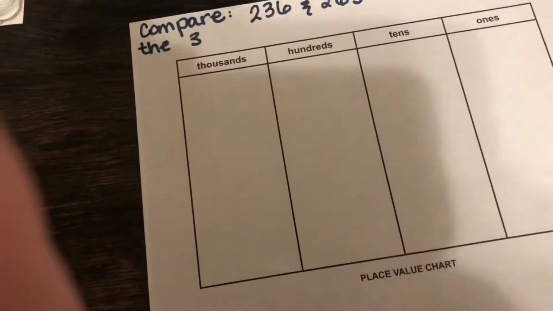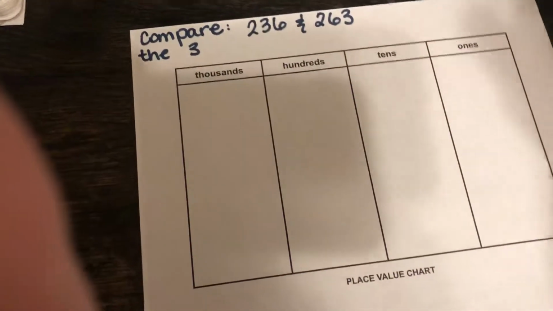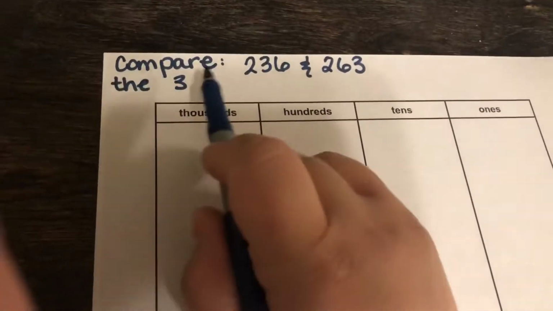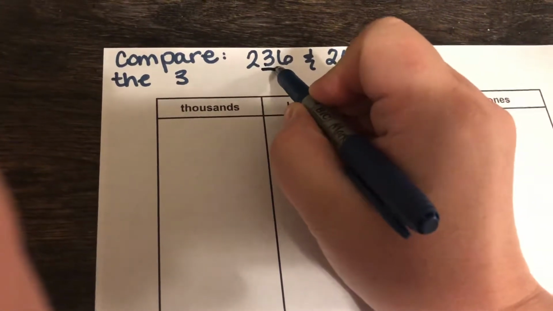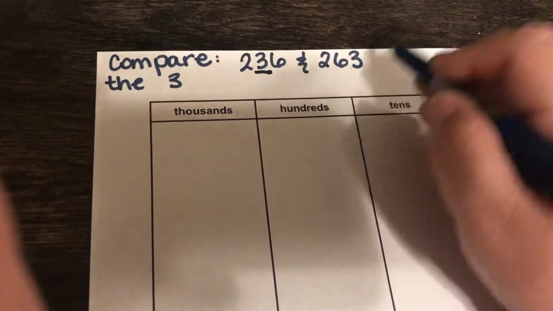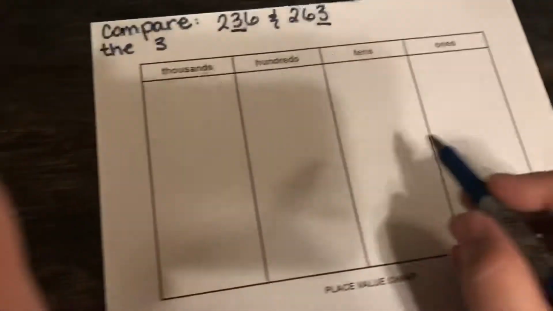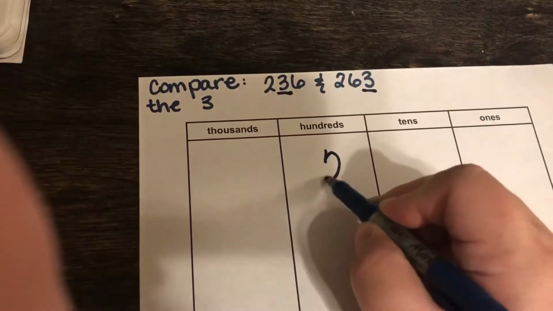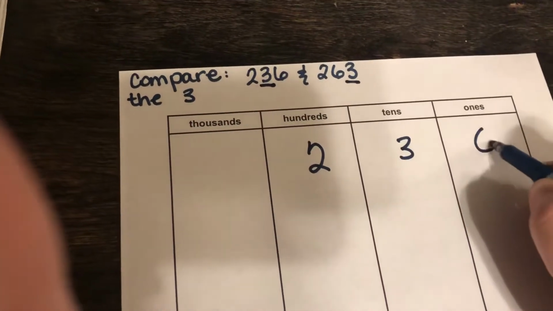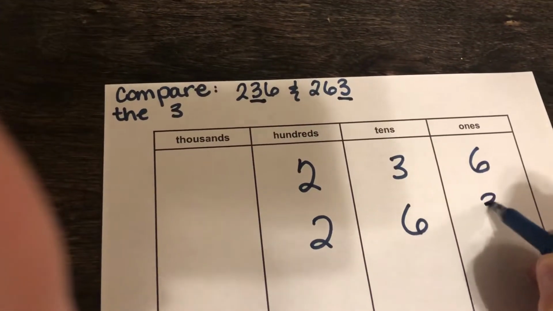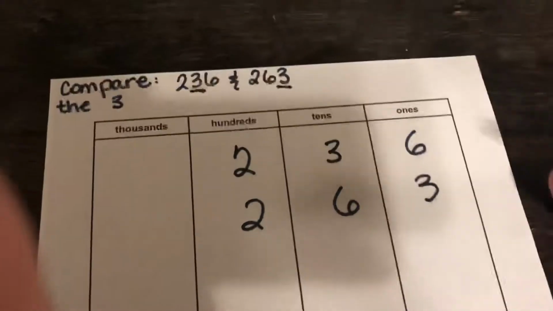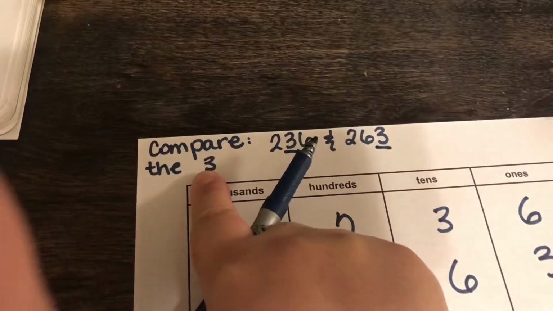So now we're going to compare some numbers. So we're going to figure out how knowing this base 10 helps us when we're looking at numbers, okay? So we're going to compare the 3-digit in the numbers 236 and 263. So we're going to write it on our place value chart. 236 and 263. So we're going to look at both of these numbers, and again, we're comparing the 3.